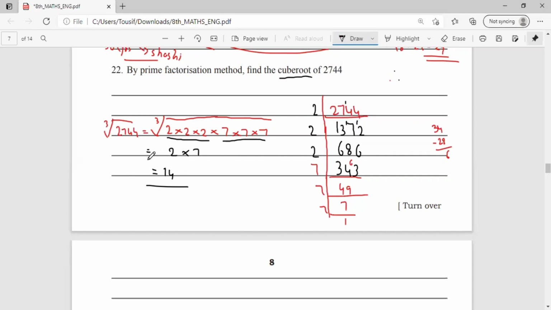You may have a doubt: why are you writing once out of a triplet? I'm writing once because 2 is repeated 3 times. I could have written 2 cube, and again, we are finding the cube root, so cube and cube root cancel. What remains is 2. That's why we wrote just one. Same thing with the other factor, 7. I hope you are clear with the solution. Let us go to the next one.